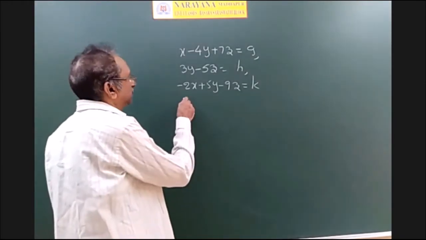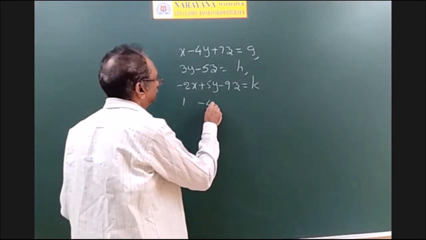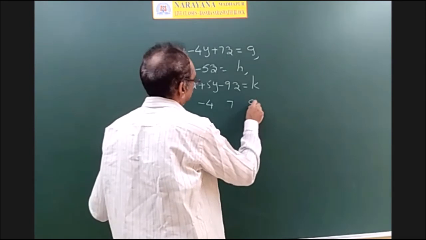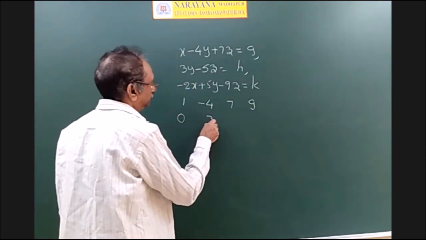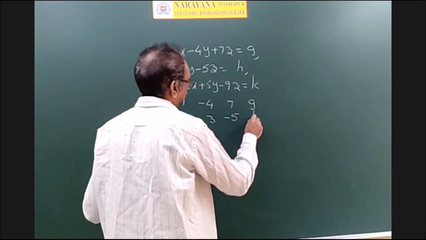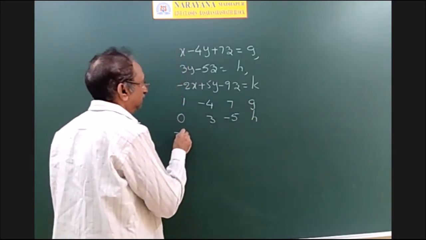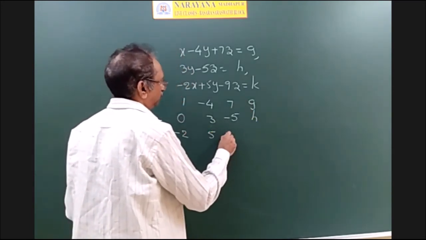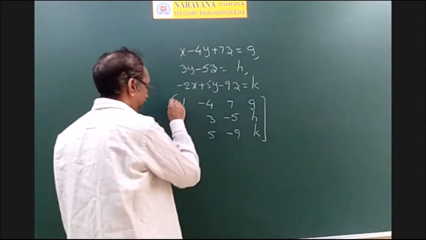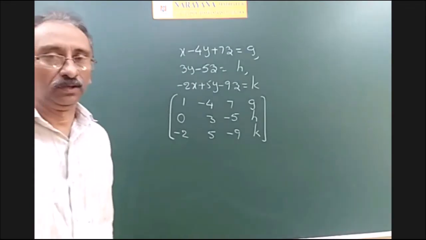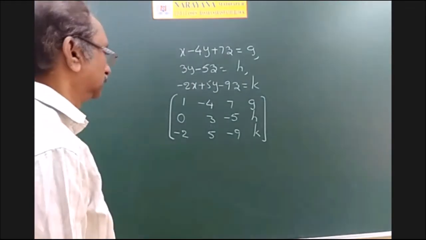Therefore, consider the augmented matrix: 1, minus 4, 7, G. There is no extra term. 0, 3, minus 5, H; minus 2, 5, minus 9, K. Okay, and now convert into echelon form.